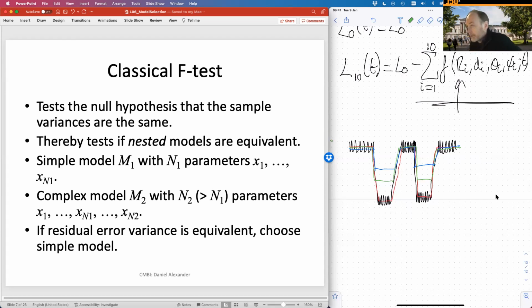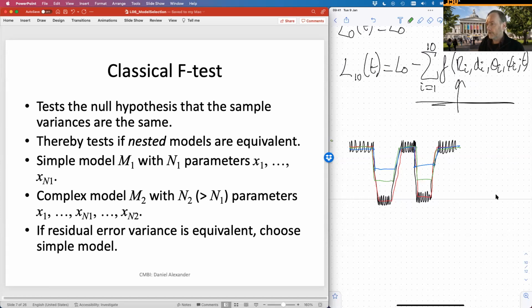And in general, what it does is to compare the variances of two distributions. More specifically, it tests the null hypothesis that the variances of two sets of samples are the same. And we can use that in model selection by applying that test to the residual errors that we get from fitting those two models to a set of data.